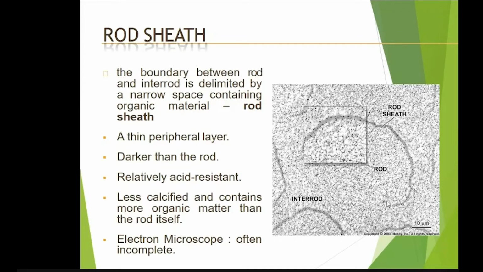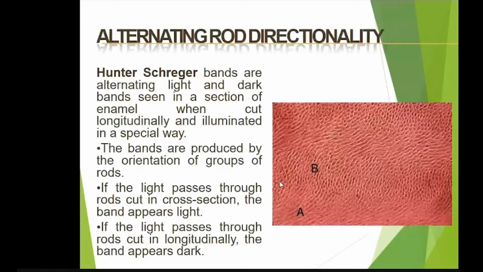The rod sheath is like the envelope, the sheath that surrounds the rod itself. This is the rod, and there is interrod substance between the rods, relatively acid resistant, less calcified, and containing more organic material than the rod itself. Electron microscope: often incomplete. Alternating rod directionality.